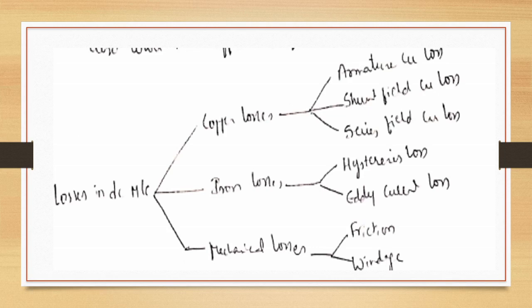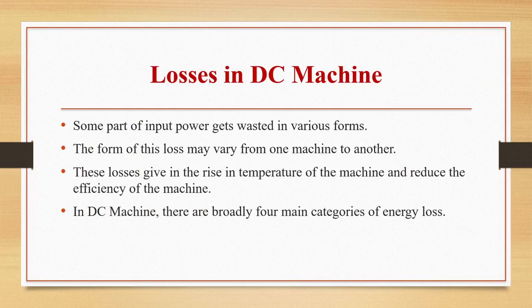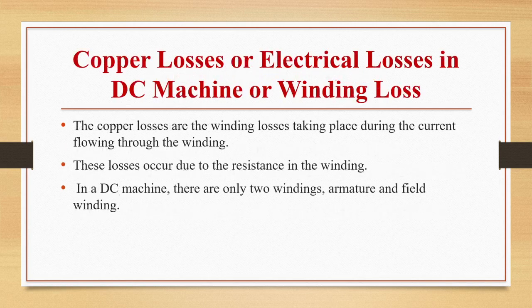And what is happening because of losses? We are not getting more efficiency in the machine. Efficiency is getting reduced because of the presence of losses. Some part of the input power will get wasted in various forms, and this form of loss may vary from one machine to another, and these losses give rise to the temperature of the machine, and they will reduce the efficiency of the machine. They are classified as copper, iron, mechanical and stray load losses.